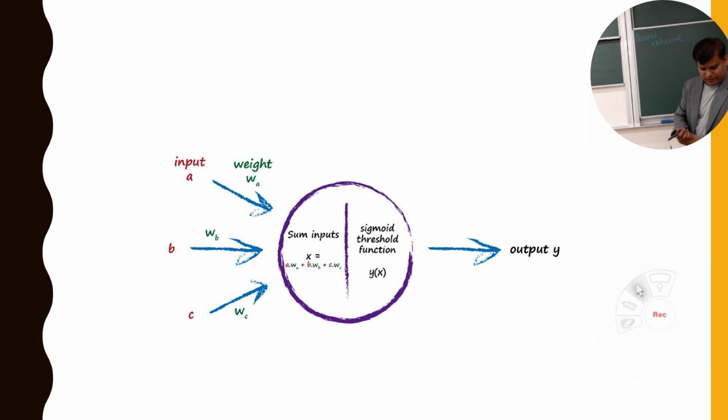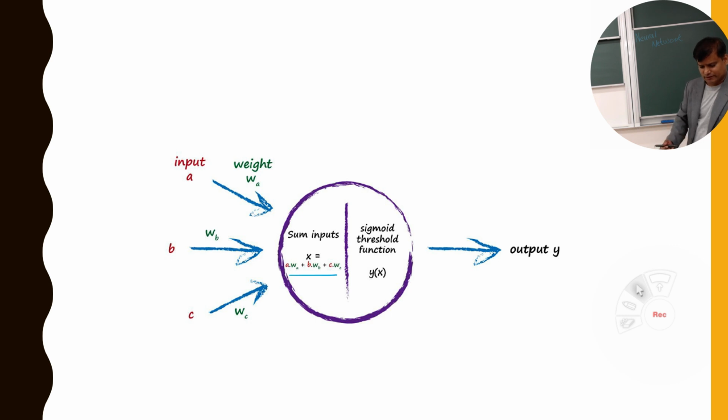For example, if you have 3 inputs A, B, C, and 3 weights WA, WB, WC, what we are doing is summing up this combined input. The input and the weight are combined together at the second layer we are talking about. You multiply A with WA, B with WB, C with WC, and you sum up the whole thing. And then you also apply this sigmoid threshold function.